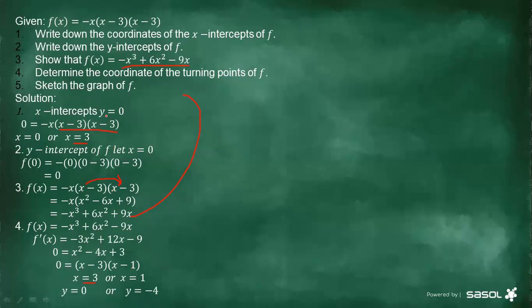Actually, we have to look for the y corresponding values for the stationary point. When we substitute 3 into the original, it gives us 0 there. When you substitute 1 into the original equation before deriving, it gives us negative 4.